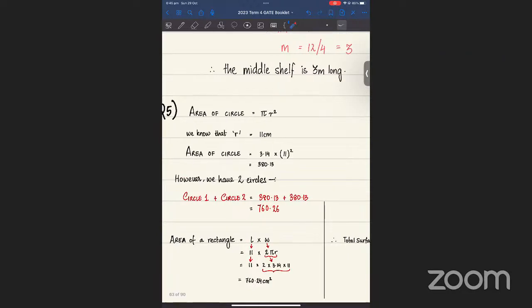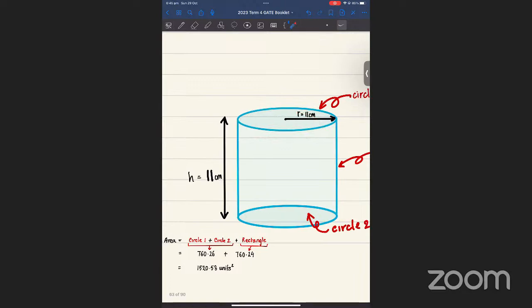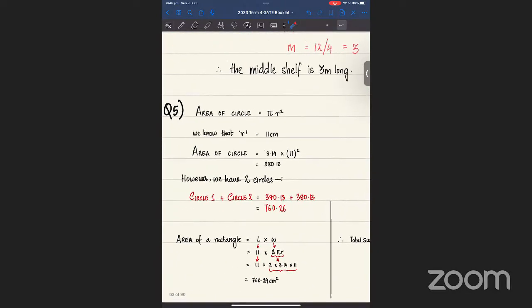Yes. All right. Now, the area of the rectangle, we know that the area of the rectangle is length times width. Length, we already know that it is 11 centimeters. Now, the width, this distance, which is actually when you open a circle, it's the circumference. It's the length around a circle. Do you understand, Jay? Yes. So how do you find that?